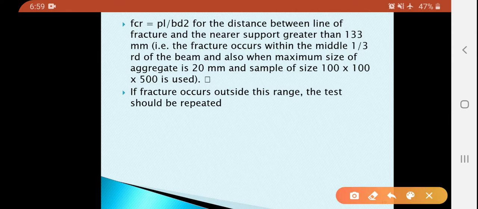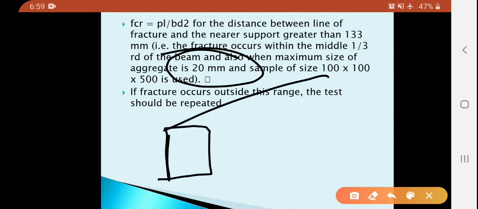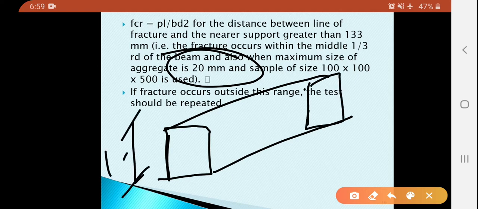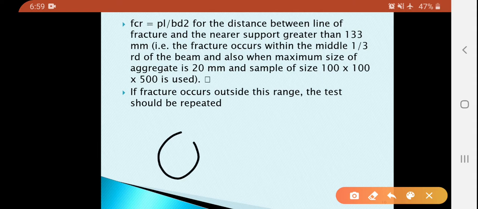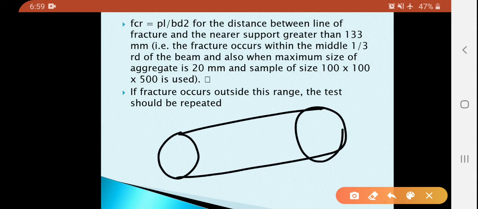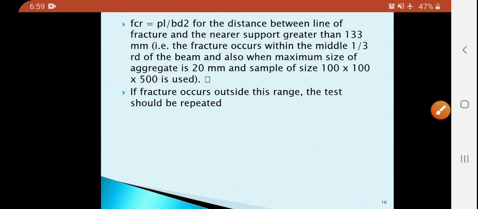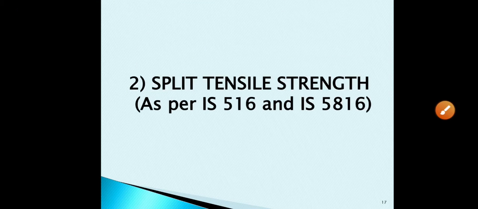Usually the size of the aggregate, you can see here, the maximum size of the aggregate is 20 mm for the sample size of 100 by 100 and 500 length. Like this our specimen should be created, 100 by 100 by 500, or we can go for the usually cylindrical shape. 90% they will go for the cylindrical shape. In the next slide we can go through that.